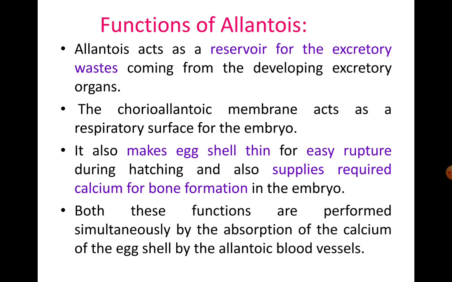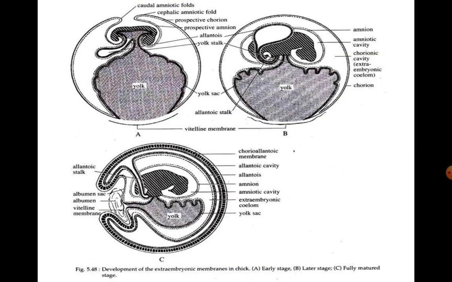Out of this, for 1 mark, if they ask you the main function of allantois, the main function is it acts as a storage for these excretory wastes of the developing embryo. In addition, along with the chorion, it helps in respiration and it makes the shell thin, which helps during the process of hatching, and it also supplies the required calcium for the bone formation of the embryo. So these are the functions of allantois.